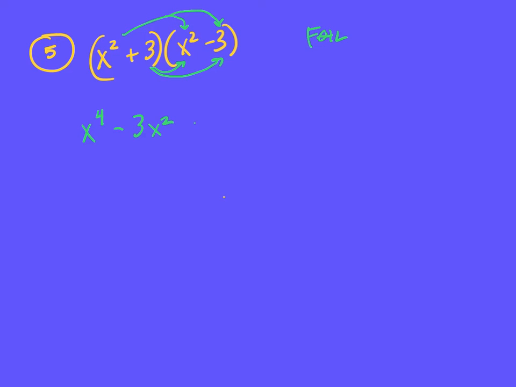Then 3 times x squared is going to be positive 3x squared. 3 times negative 3 is negative 9. Negative 3x squared, positive 3x squared, those two cancel out. X to the 4th minus 9.